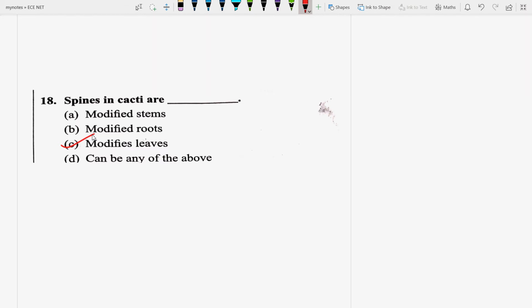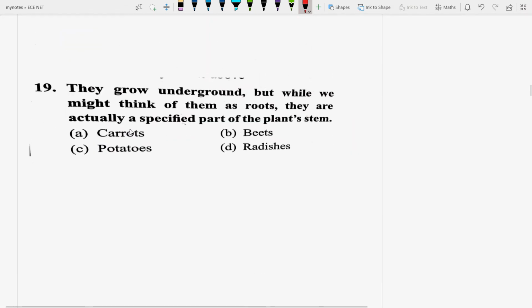Now next question is 9. They grow underground, but while we might think of them as roots, they are actually a specialized part of the plant's stem. So what is it? See, carrots, beets, potatoes, radishes. You know that it is grown underground. You all know that carrot, radishes, beets, they all are also grown underground. Okay, but while these are all roots, they are actually known as the plant stem. So this is actually potato, because potato is mainly used as the plant's stem. It is grown under the ground.